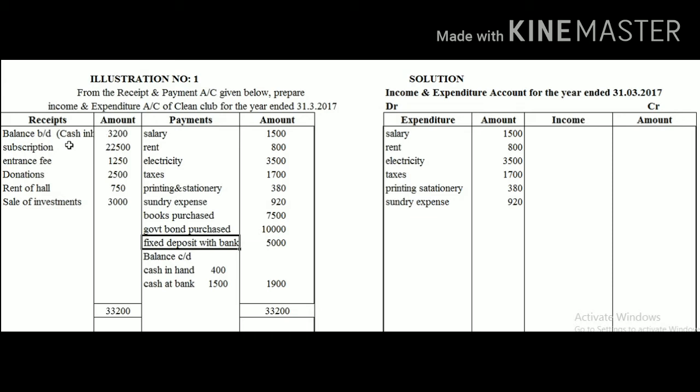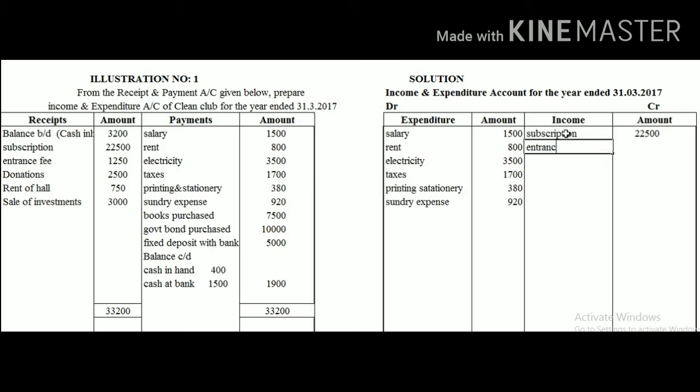So next we are moving on to the receipt side. What are the revenue receipts or revenue incomes included in the income and expenditure account? The first one is subscription. Subscription is revenue income. So the first item is subscription. What is the amount of subscription? It is 22,500.